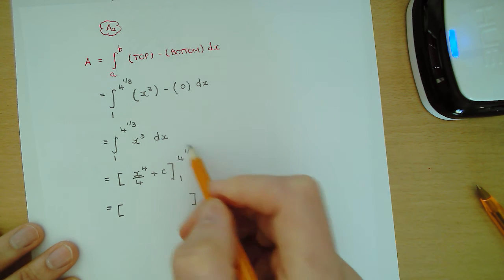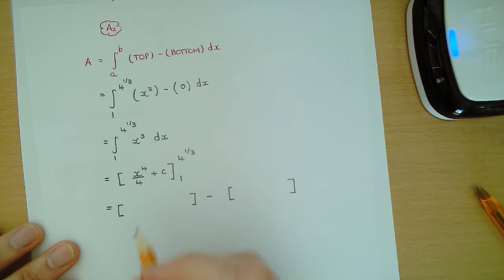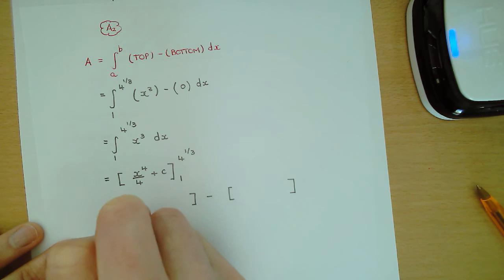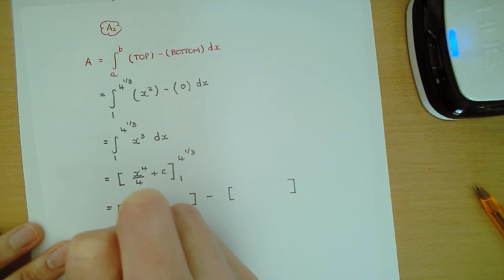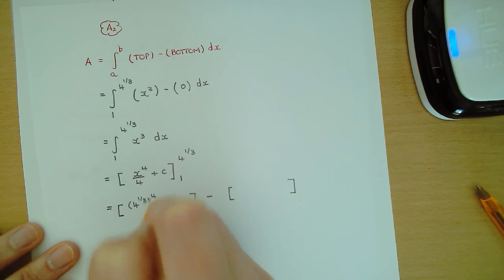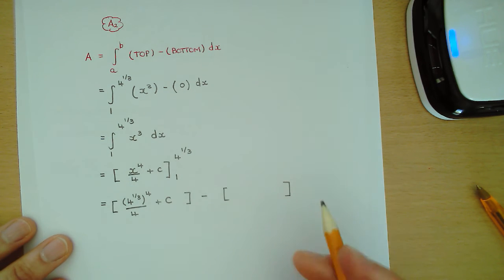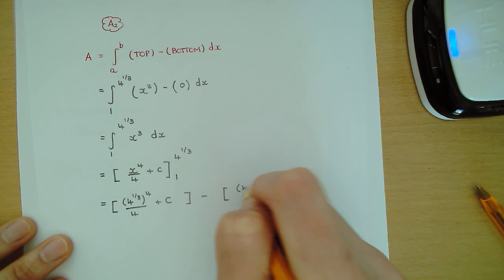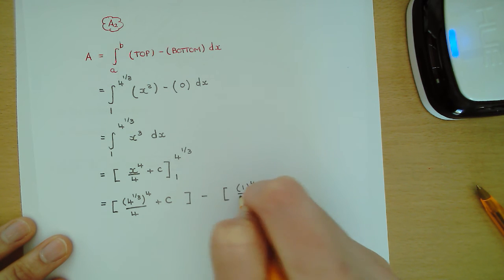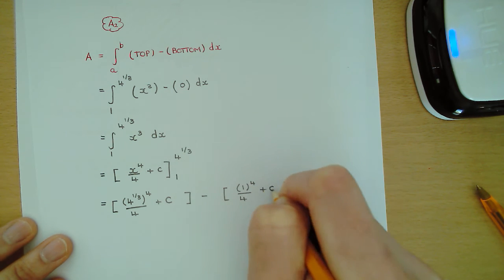We're going to chuck the top limit into the integrated expression in the first square bracket. So we're going to have 4 to the power of a third, all to the power of 4, over 4 plus c. And then chuck the bottom limit into the integrated expression into the second square bracket. So we're going to have 1 to the power of 4, all over 4 plus c. So tidy up.